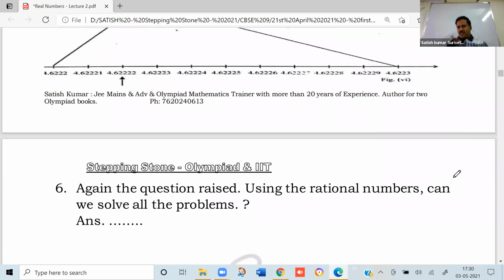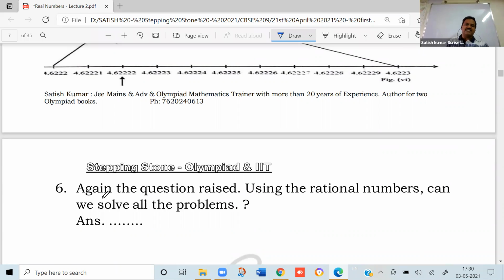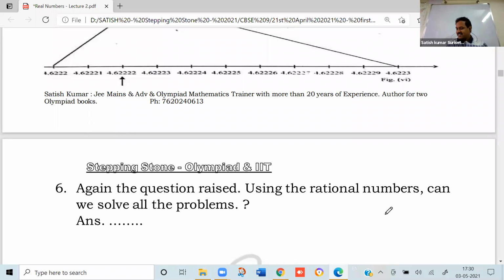Next. So far we have discussed up to rational numbers. Now the question is this: using rational numbers, can we solve all the problems? Now tell me, is it true or false? Is it correct or wrong? Or yes or no? So the answer is no. So how to give the explanation?